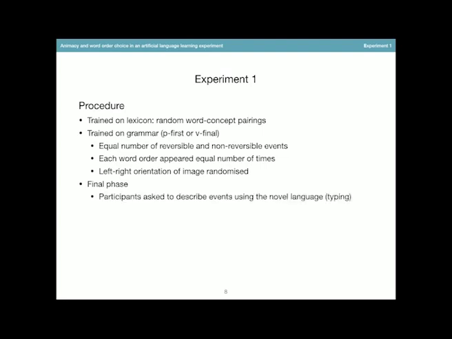So in the final testing phase, participants were asked to describe a series of reversible and non-reversible events, and the 2 event types were just randomly mixed together, by typing the responses using the novel language, and no feedback was given.